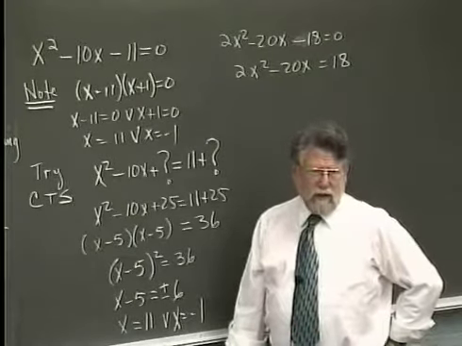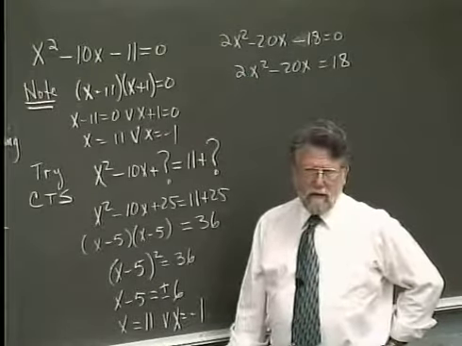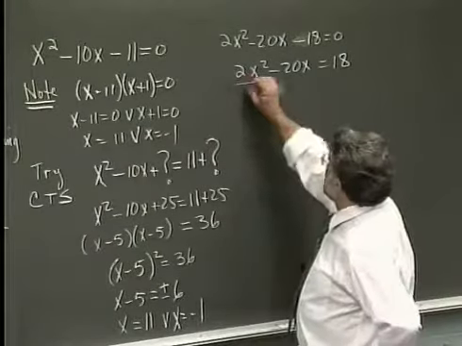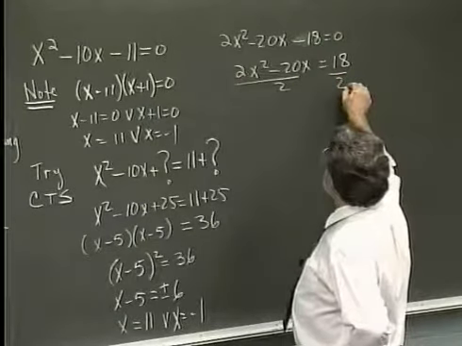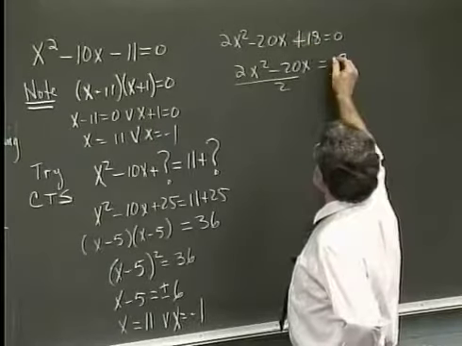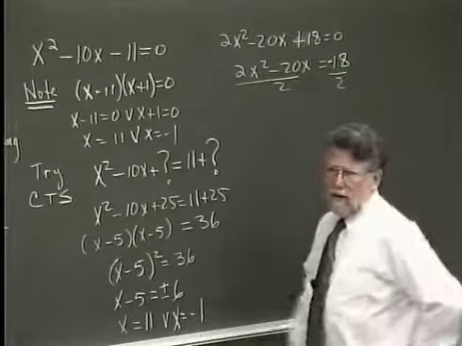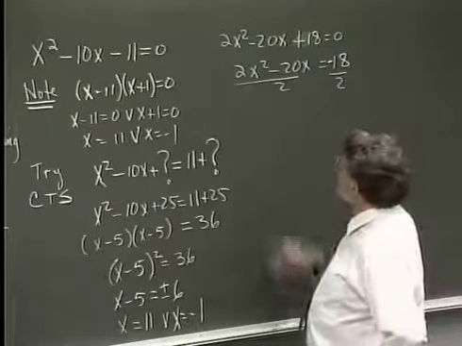If you wanted x squared by itself, try to divide everything by 2. So I would divide the left side by 2, the right side by 2. And in fact, if I'm going to do this and make it work, I'm going to make that a positive, so this becomes a negative. So I have positive 18, so I have a negative 18 over 2 on the right side.